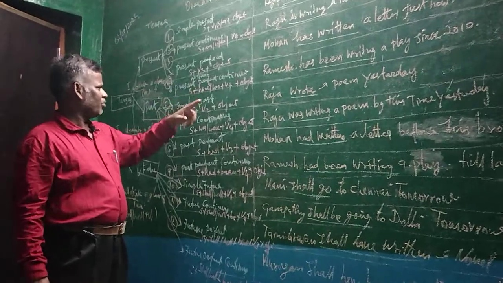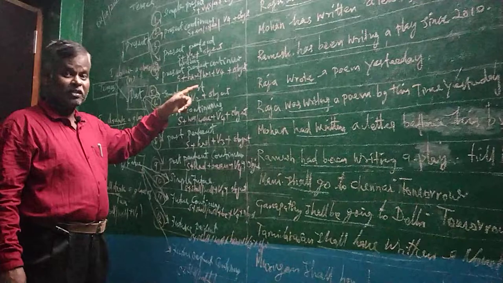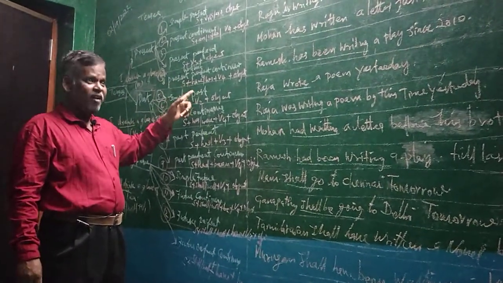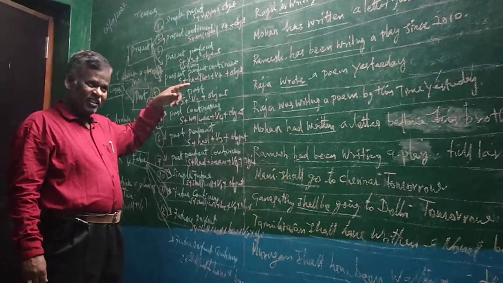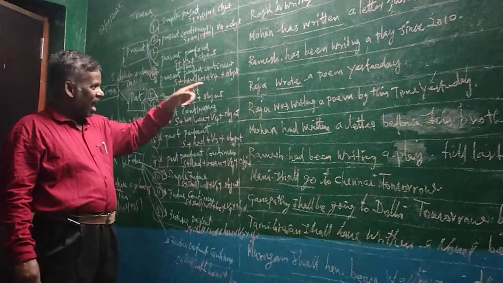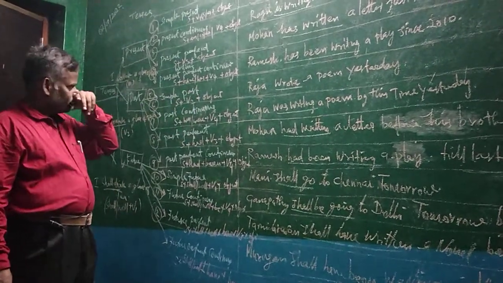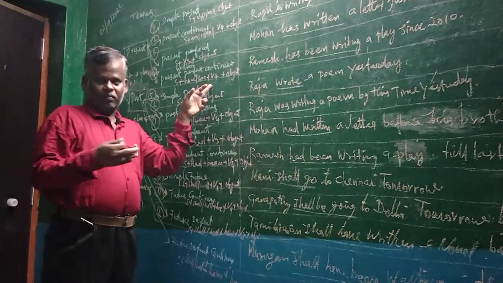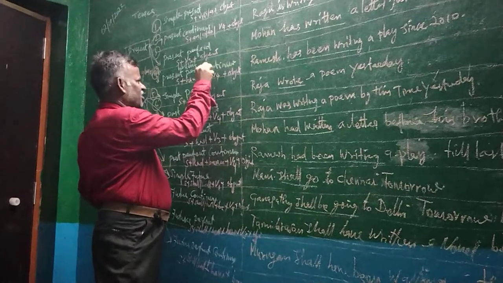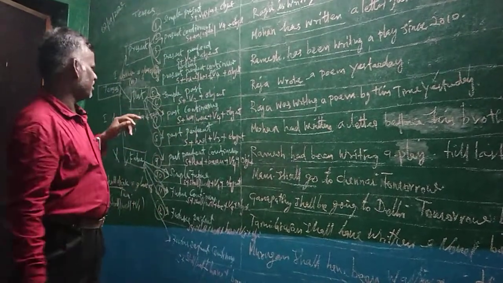And the present perfect continuous: subject plus have or has. For the third person singular you have to put has, and for the plural you have to put have. Then have plus been plus V4, the ing form, plus object. Been is very essential.